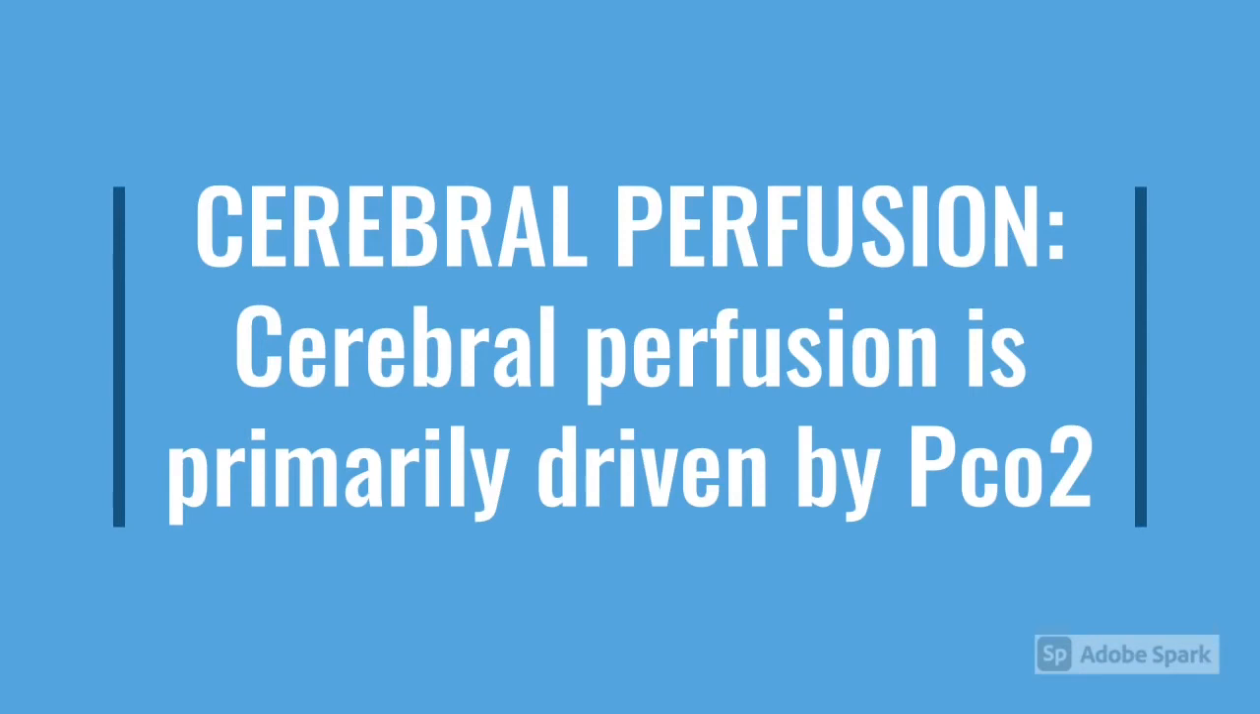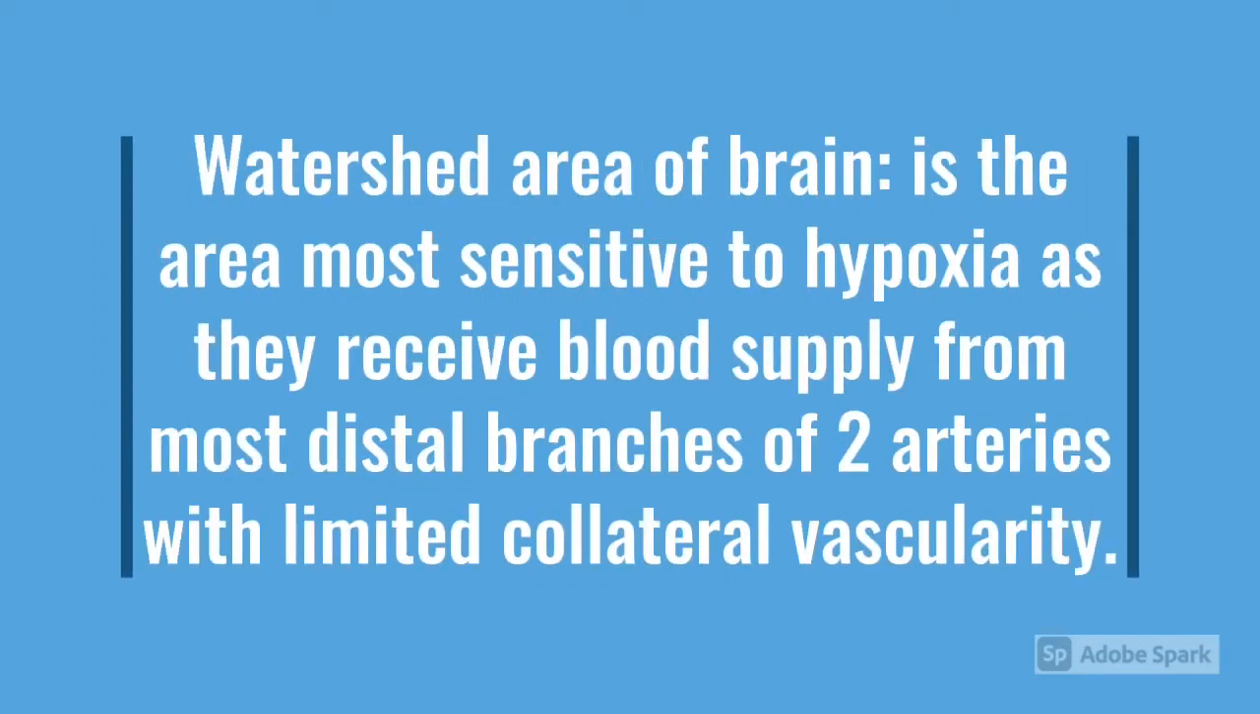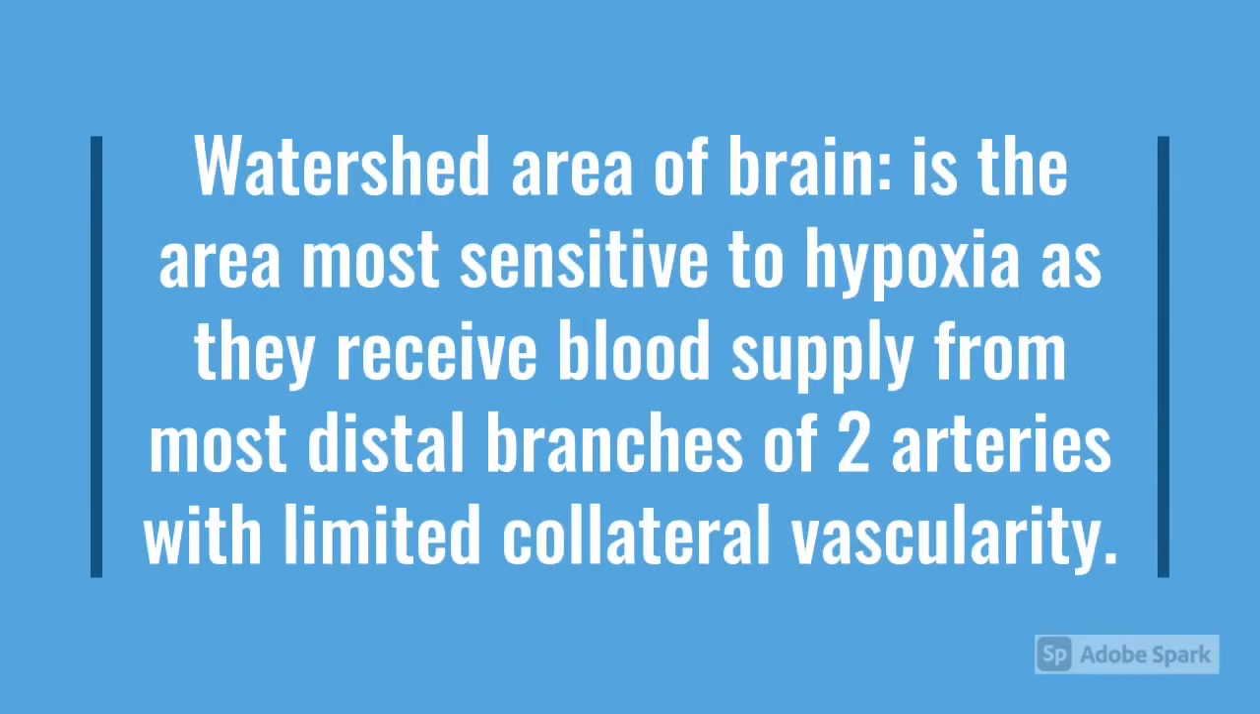Watershed areas. The watershed area is the area most sensitive to hypoxia, as it receives blood supply from the most distal branches of two arteries with limited collateral vascularity. In the brain, it is the ACA, MCA, PCA boundary areas. Neurons most vulnerable to hypoxic ischemic insults include Purkinje cells of the cerebellum and pyramidal cells of the hippocampus and neocortex, zones 3, 5, 6.